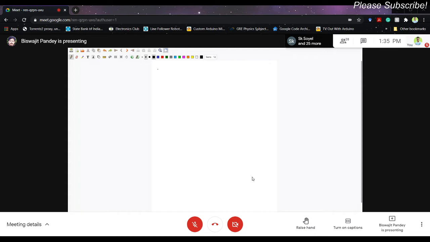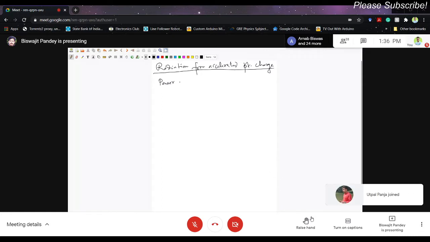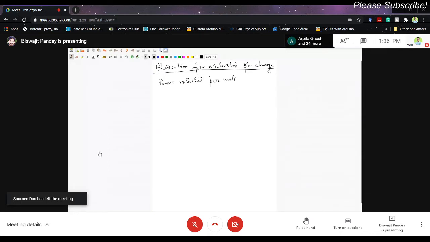So we are discussing radiation, specifically the angular distribution of radiation from an accelerated point charge. I'm not writing here the Larmor formula or Liénard formula. I will just discuss the angular distribution right now. So what was our approach? We calculated the power radiated per unit solid angle.